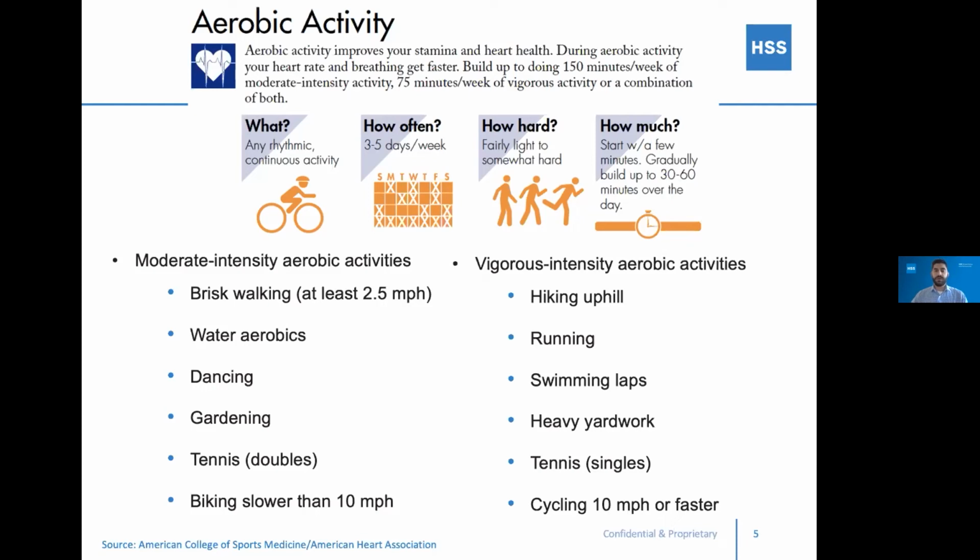Vigorous would be walking uphill, running, swimming laps, heavier yard work, playing singles tennis, or cycling 10 miles per hour or faster. So from my perspective, the body doesn't know what type of movement you're doing, it just knows that you're moving. So anything that gets your heart rate up counts as aerobic activity. With the recommendations from the American Heart Association, we want to try to do 3 to 5 days per week with rest days in between these two different categories.